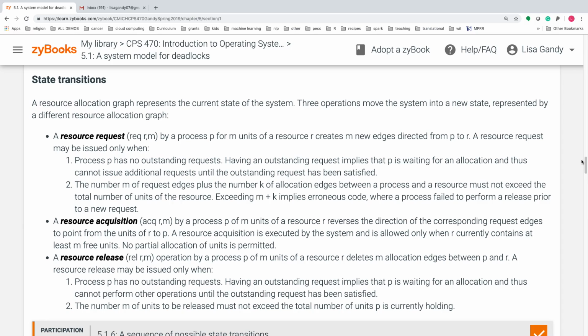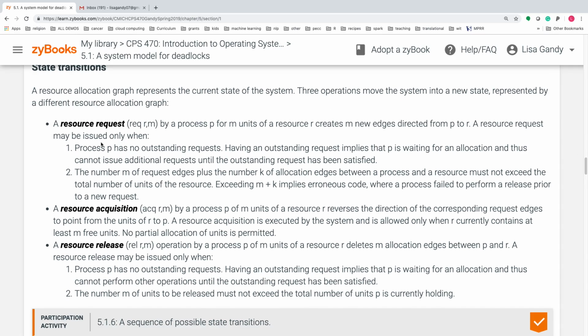Okay. State transitions. So we have this resource allocation graph. There are three things that are basically happening that we saw. You have a resource request, that's when the process asks. You have an acquisition, that's when the resource is given. And then you have a release, that's when the process does not need the resource anymore. So these are the three things in that graph.